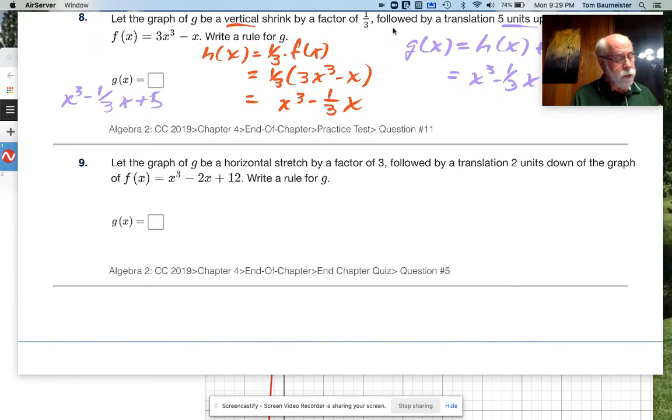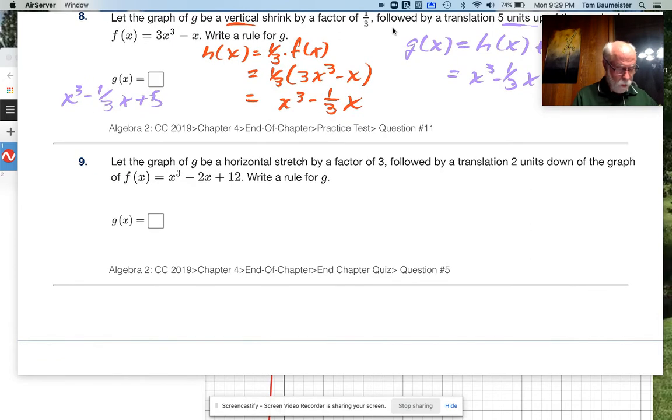Number 9, okay, again, on this one here, horizontal stretch. Horizontal, again, the key there, ladies and gentlemen, I've said that last chapter, I've said it the chapter before, I'll say it the next chapter, and I'll say it in chapter 6. Whenever I hear the word horizontal, I'm going to flip it. So again, on here, our h of x, in this case, is going to be f of 1/3 x.